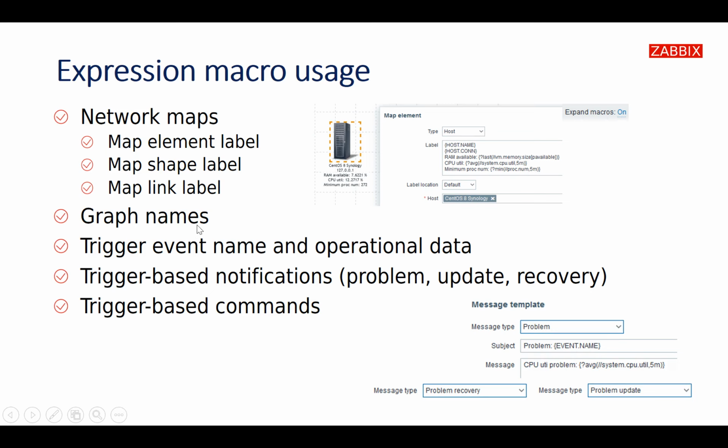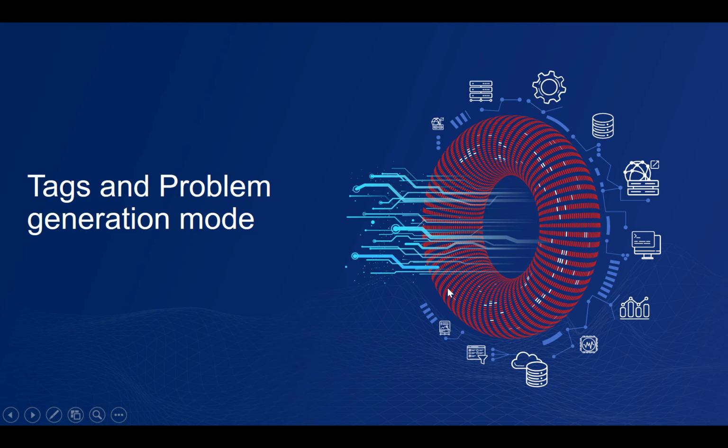Graph names, trigger event names, and operational data can use expression macros. Also in trigger-based notifications, like for problem emerging, updating the problem, and recovery of the problem, we can use expression macros. By altering message templates, we can specify expression macros and add some maybe useful information to the message body or message subject.